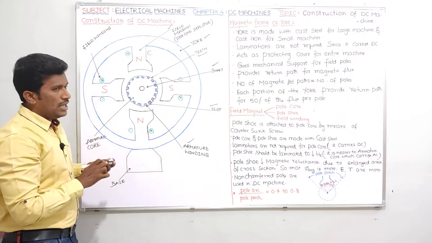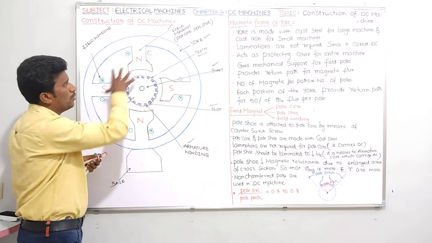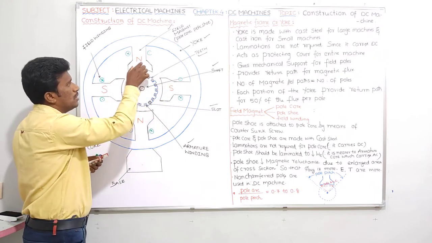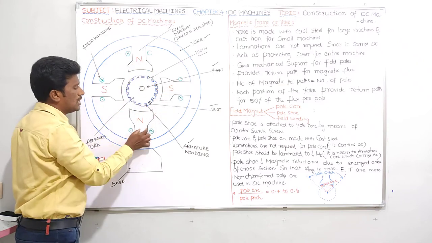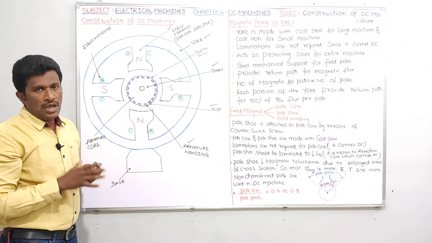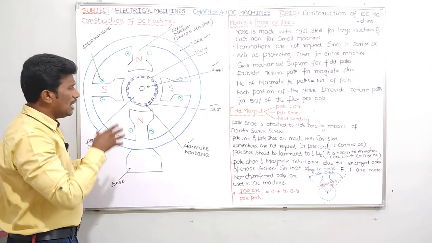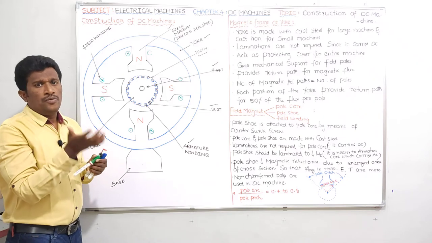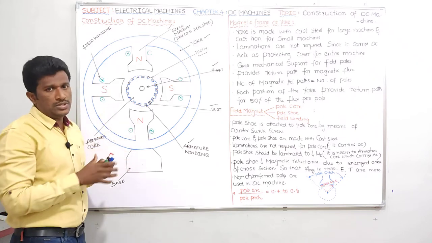And see here, in this figure I am assuming the field pole polarities. I am assuming this pole as north pole, this pole as south pole, north pole, south pole. Okay. And please tell me, guys, let me ask one simple question. See, flux lines always go from the north pole surface and reach the south pole surface.